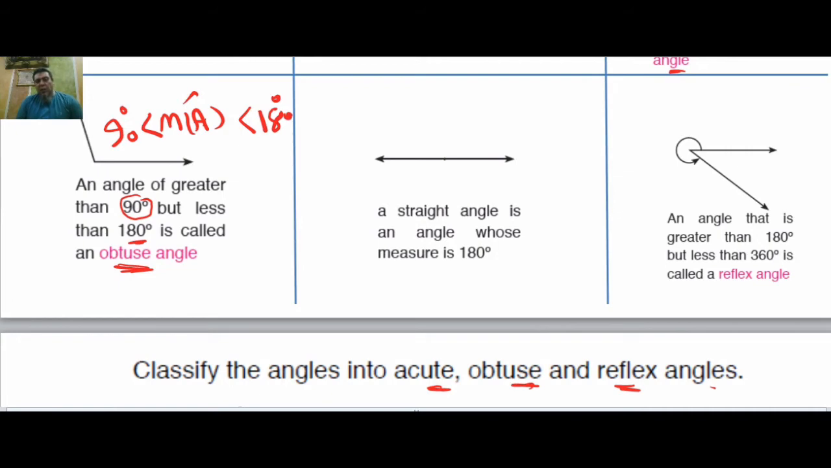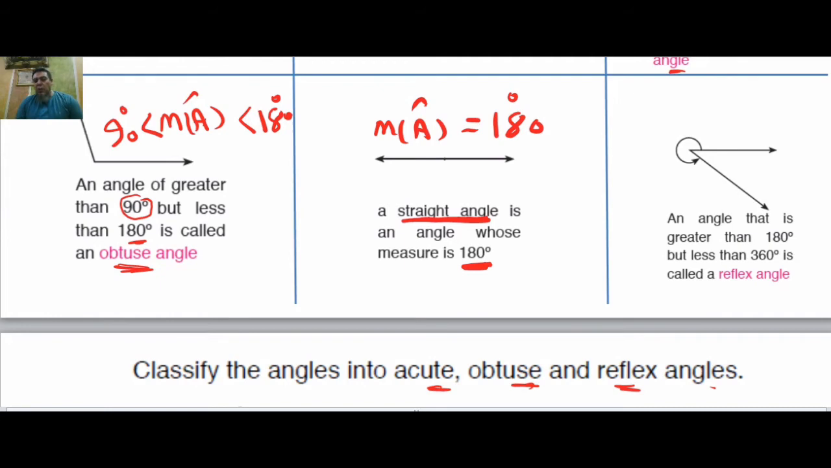The fifth type, the straight angle, is the angle whose measure equals 180 degrees. Measure of angle A equals 180 degrees.